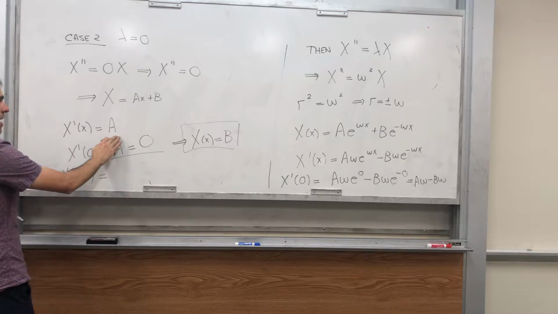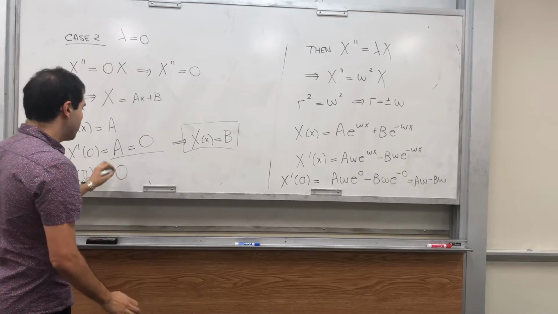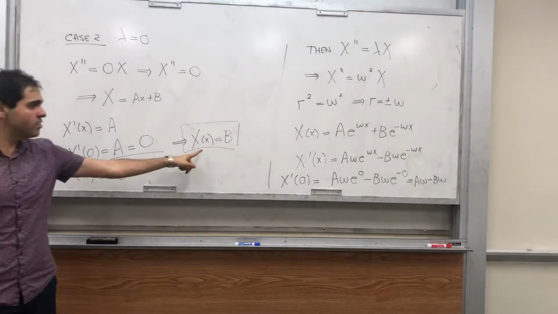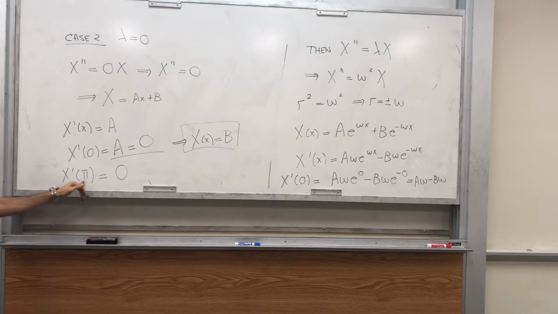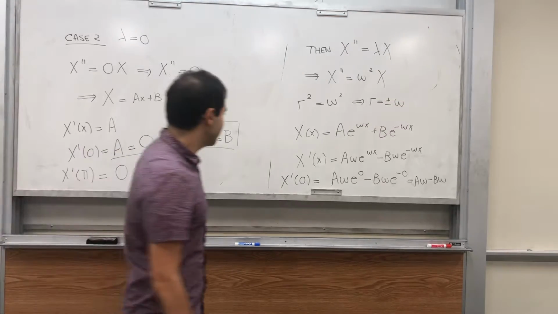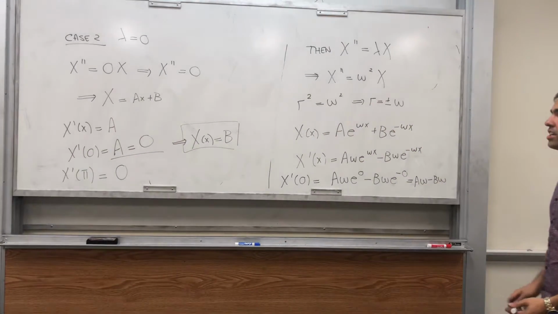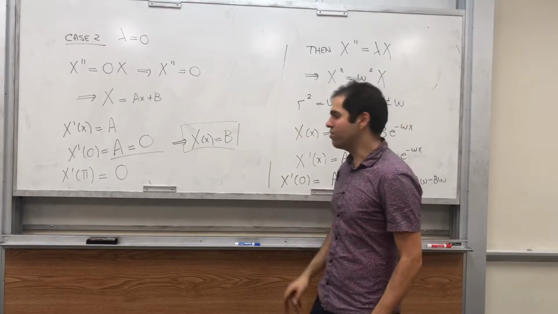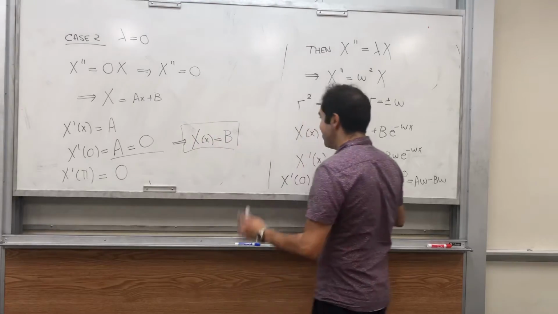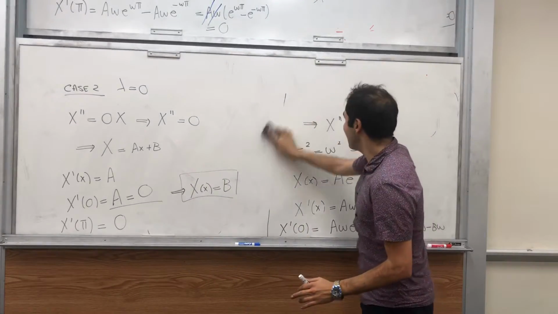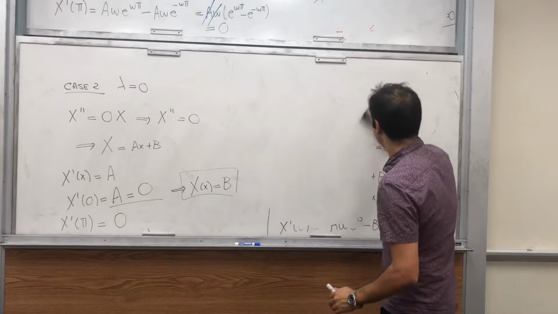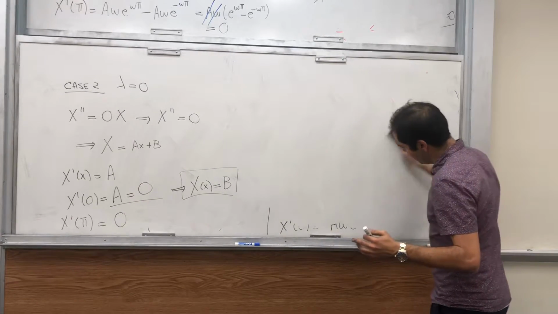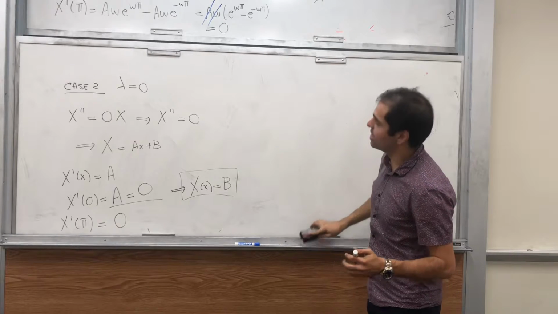Well, X prime of x is a, which is 0. And the point is, if you have this solution, differentiate it, and let x equals pi, you actually also get 0 automatically. So the question is, is this a contradiction? Well, actually no, because this is indeed a solution of your equation. So be careful, don't just automatically dismiss that case, because for the other cases it didn't work, but here it actually works.